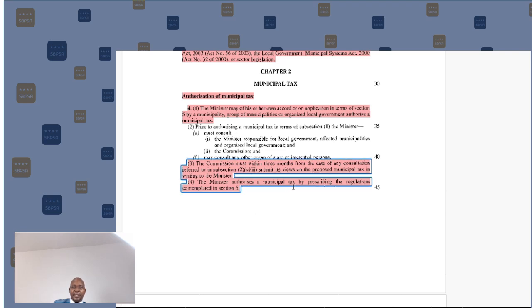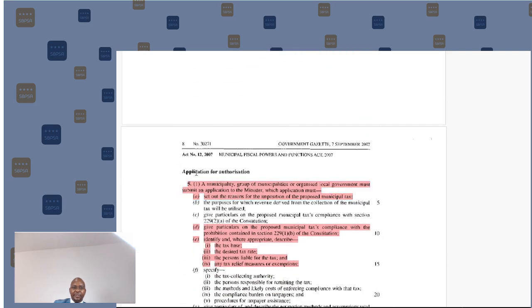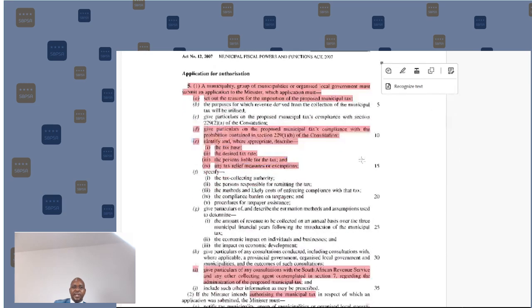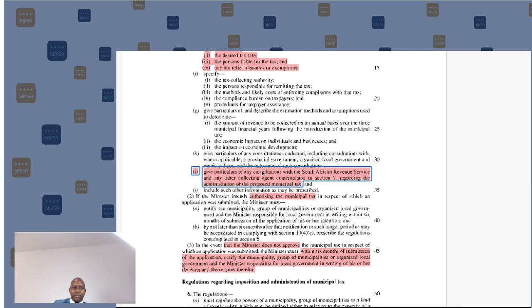The minister authorizes a tax by a prescribed regulation contemplated in section 6. Number 5, application for authorization. A municipality or related parties must submit an application to the minister, which must set out all those details, as we have seen in the previous annex charts. It must give particulars of any consultation with the South African Revenue Service, as we have seen when dealing with the provincial taxes, and any other collecting agent contemplated in section 7 regarding the administration of the proposed tax.